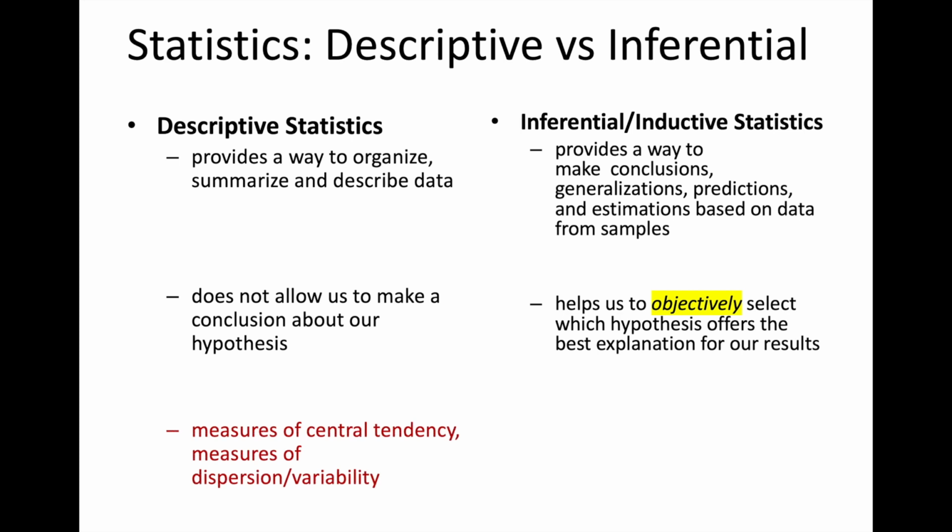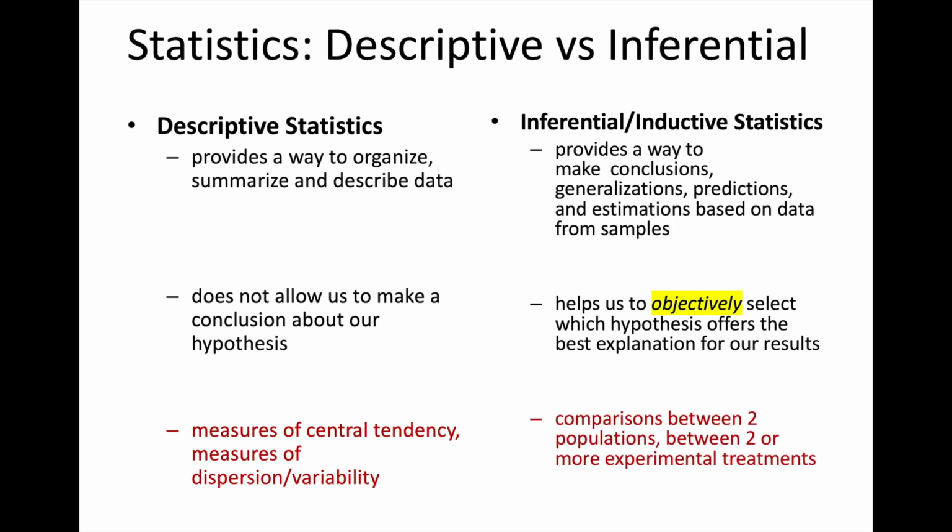So for descriptive statistics, we have measures of central tendency, measures of dispersion, and variability. And for inferential statistics, we have comparison between two populations, between two or more experimental treatments. So that's the difference between them. Okay.